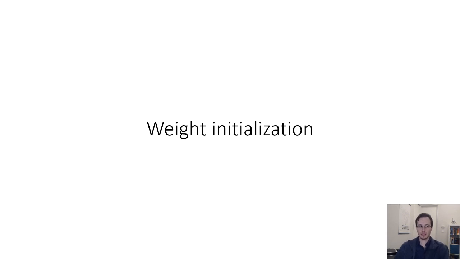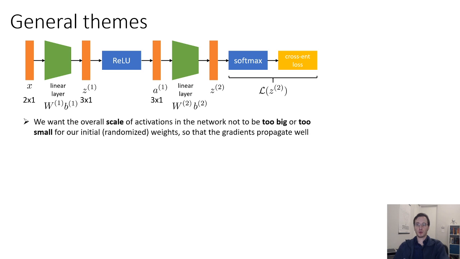All right. In the next part of today's lecture, we're going to talk about weight initialization. Now, the theme in our discussion of weight initialization will be very similar to the theme when we talked about normalization. The main thing we're going for in choosing our initialization scheme is to ensure that the gradients in the network look reasonable by ensuring that the activations are on roughly the same scale. So we want the overall scale of activations in the network not to get too big or too small as we increase the number of layers. And this is important so that the gradients propagate well through the network.